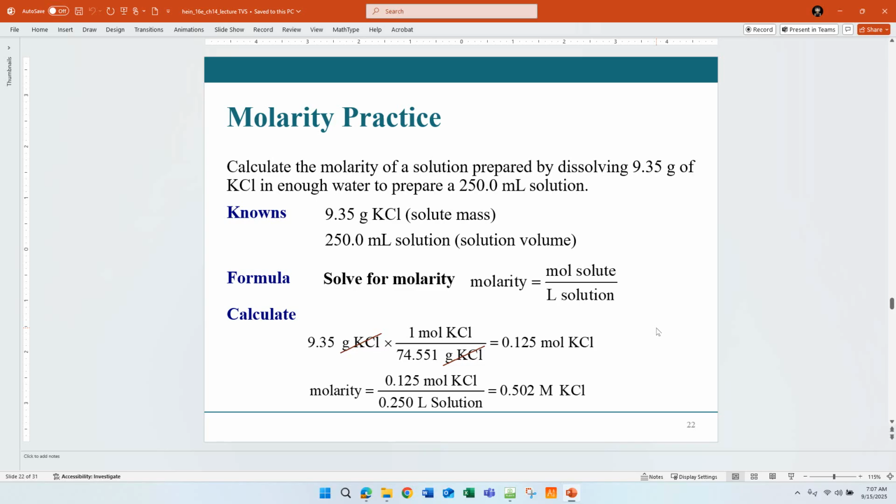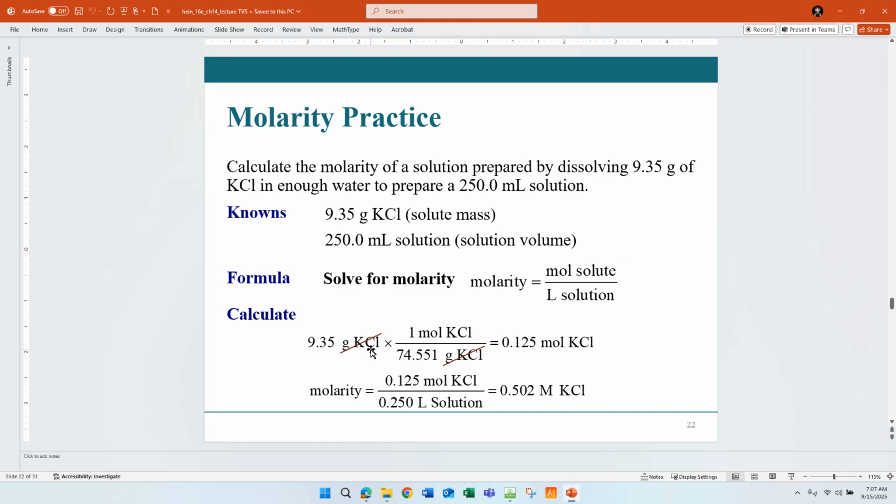Molarity wants you, if you're given grams of something, to convert that into moles. Then you divide by liters. So here we have 9.35 grams of KCl, that's the solute, and we have 250 milliliters of the solution, which is the water. So first we got to get the grams into moles, and we got to get the milliliters into liters.